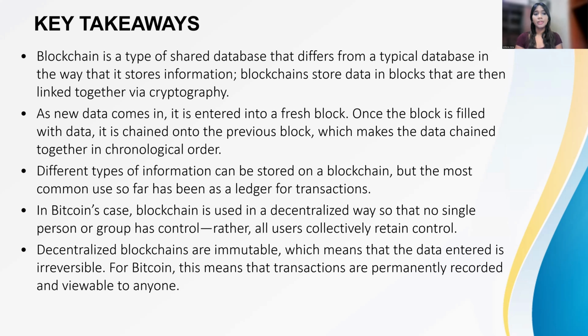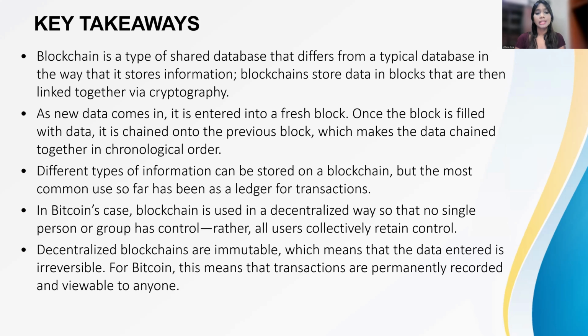Once the block is filled with data, it is chained to the previous block with the help of hash pointers, which makes the data chain together in chronological order. Different types of information can be stored on a blockchain, but the most common use has been as a ledger for transactions. Therefore, blockchain is known as an immutable ledger.